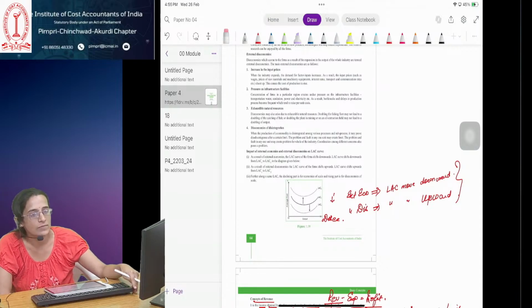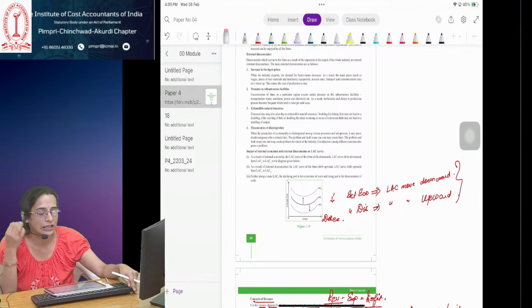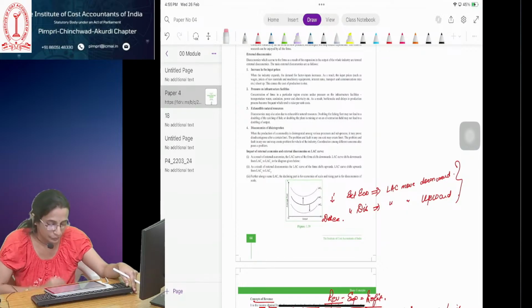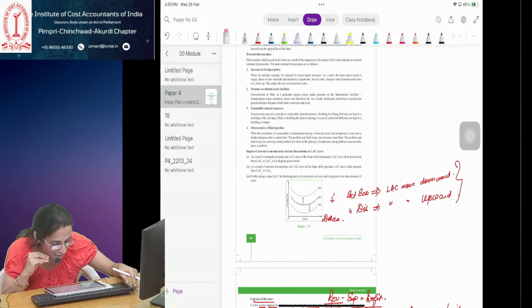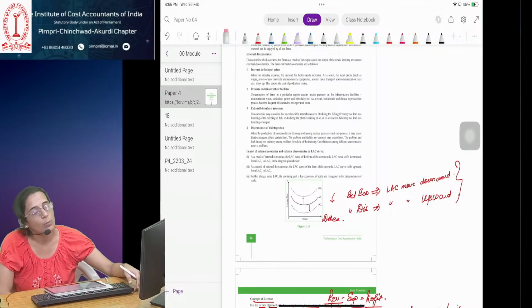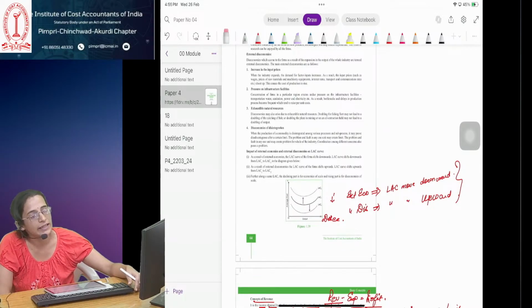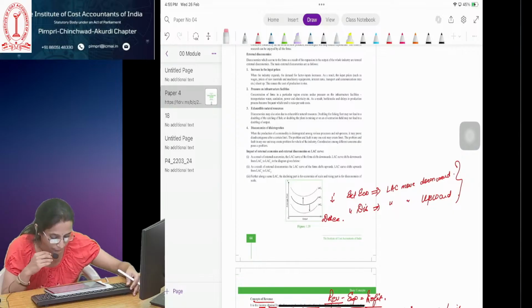So again more problems we are facing, more bottlenecks we are facing, right? Pressure on infrastructure facilities. And if the raw material comes late, again there will be a delay in our production. We will be wasting our time, labor will be idle. Labor idle, that cost we have to bear. Cost of production will increase.